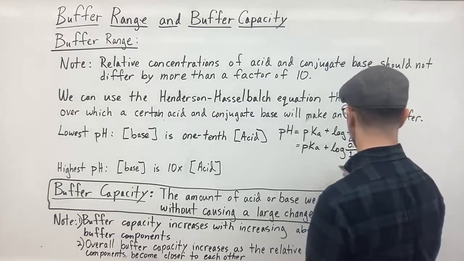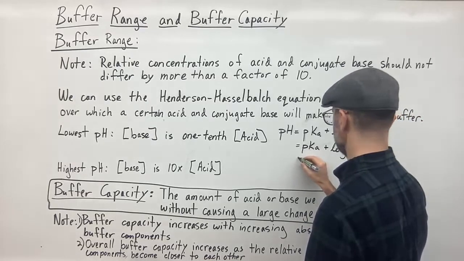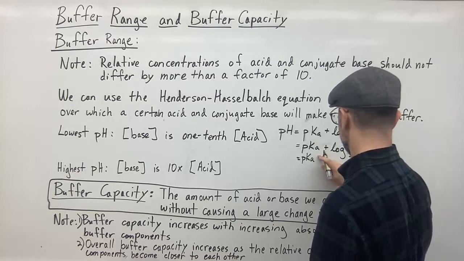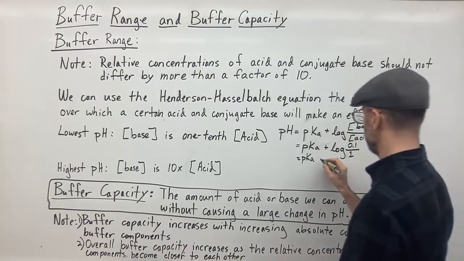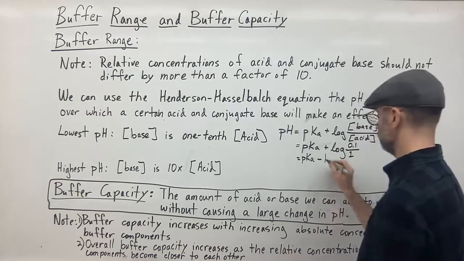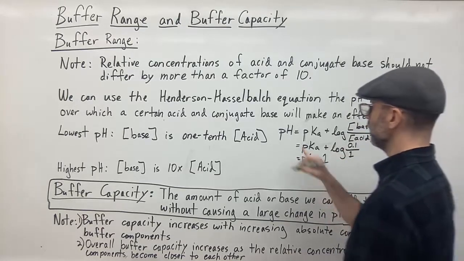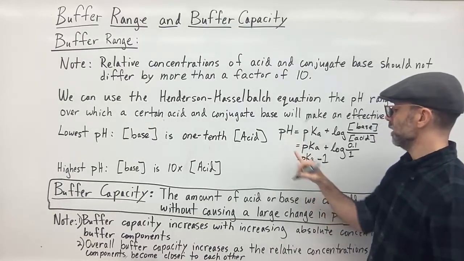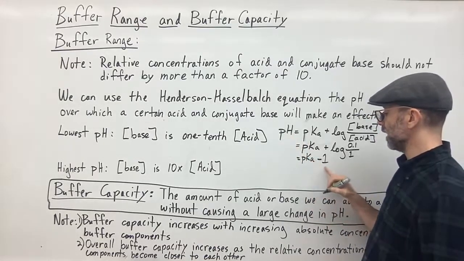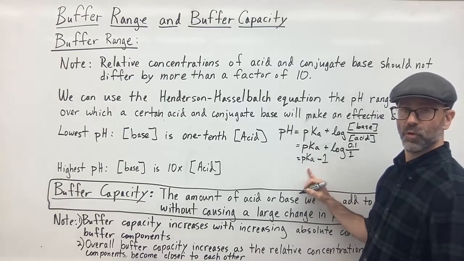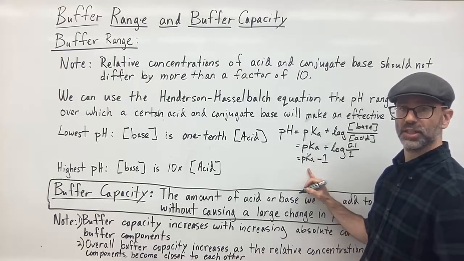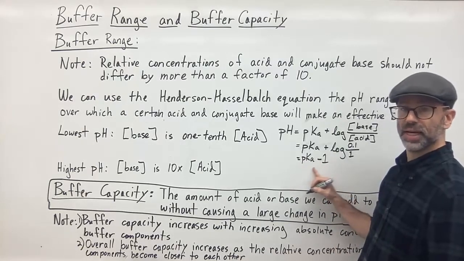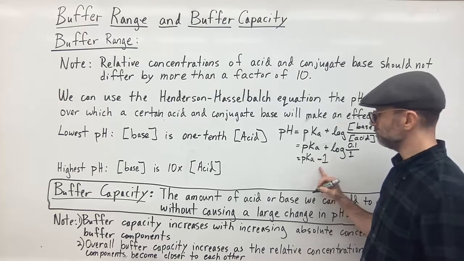So pH equals the pKa plus the log of 0.1. And the log of 0.1 is minus 1. So the lowest pH you can get is pH equal to the pKa minus 1. Whatever the pKa value is for the acid involved in your buffer, that pKa minus 1 is the lowest pH at which you can have an effective buffer.